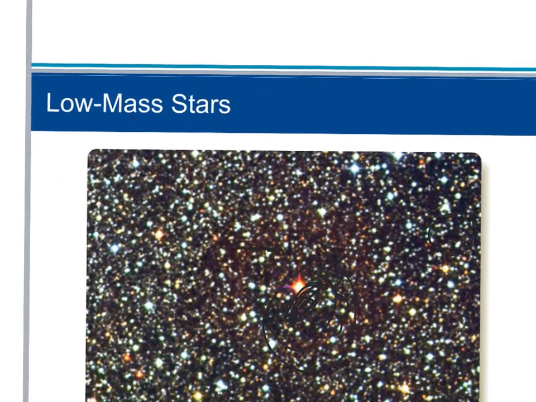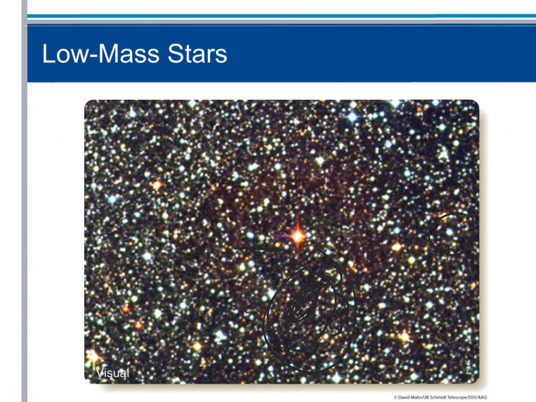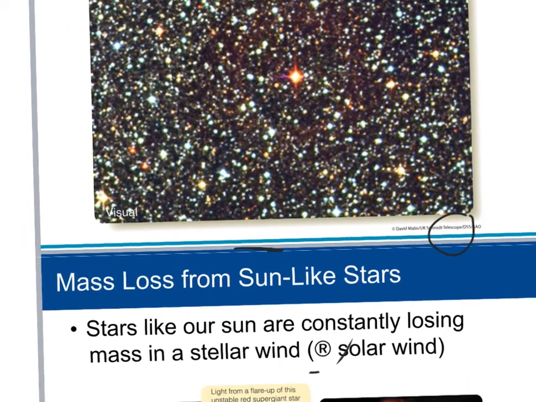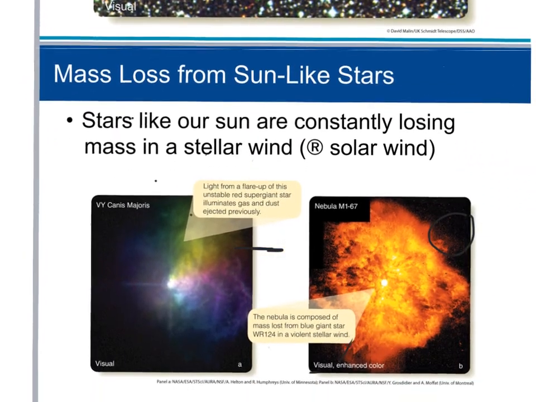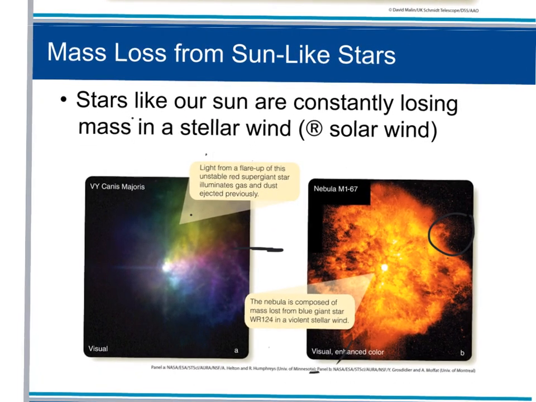Here's light from a flare-up of the unstable red supergiant shown here that illuminates the gas and dust that were previously lost. And then over here in this second picture, we see the nebula is composed of mass loss from a blue giant star and a violent stellar windstorm. Very similar, though not close physically, to the sun. Stars like our own sun are constantly losing mass.